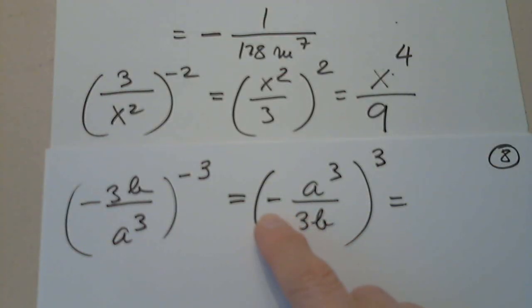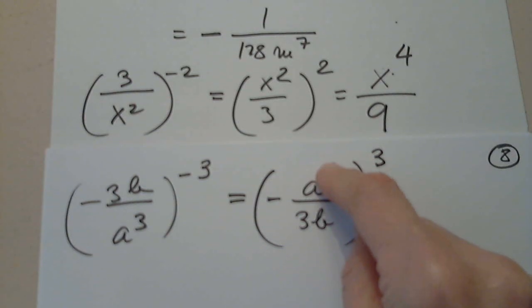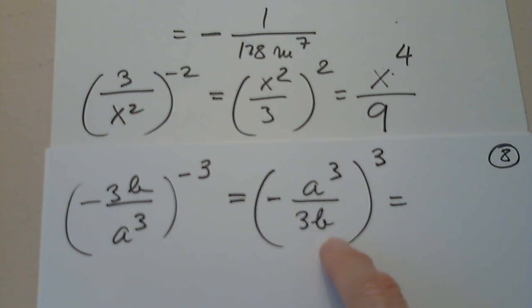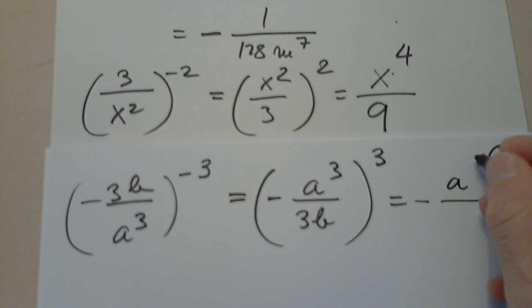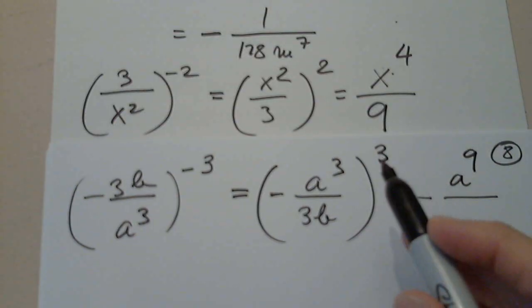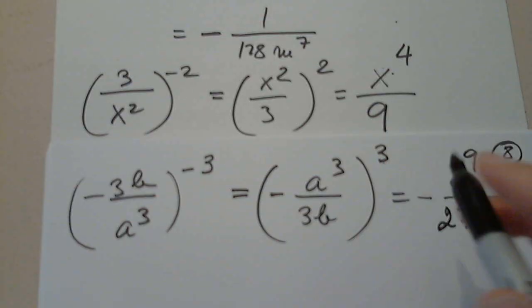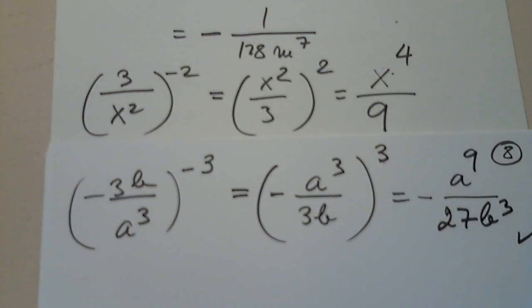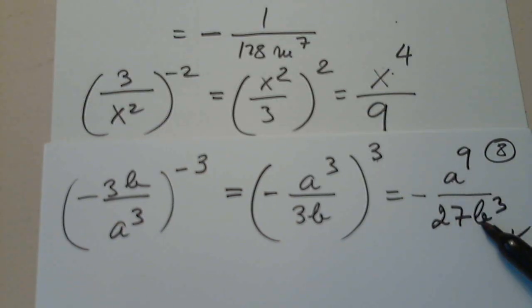I have 1, 2, 3, 4 factors to raise to the 3rd power. Let's do it. So negative, yes, a to the 9th, yes, and then 3 to the 3rd, 27. Yes. B to the 3rd. That's it. Done. Notice that I cannot continue. These do not have the same base. I cannot touch this. There's no exponential rule with different bases like this to simplify.